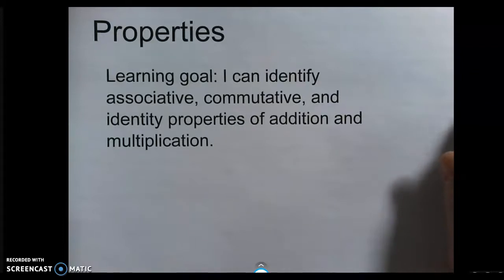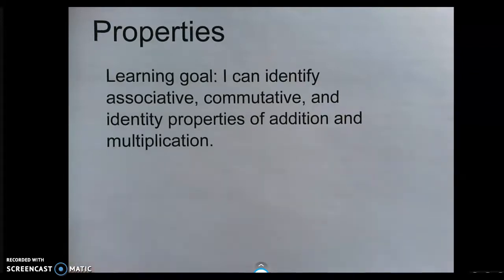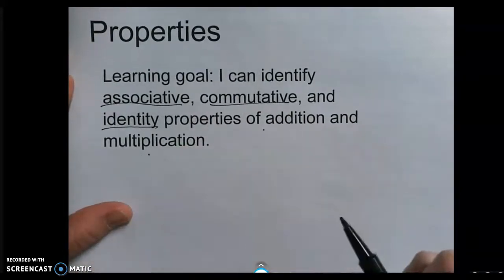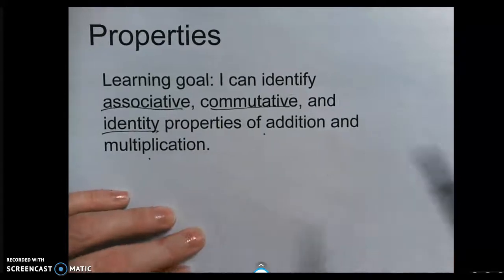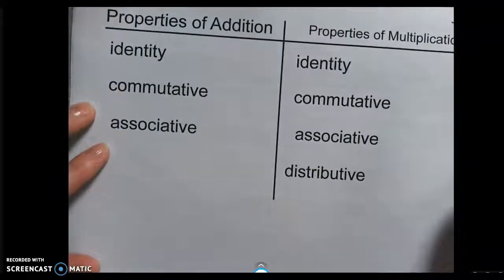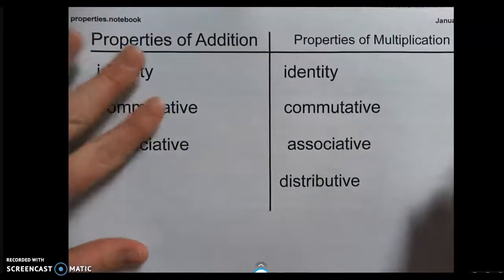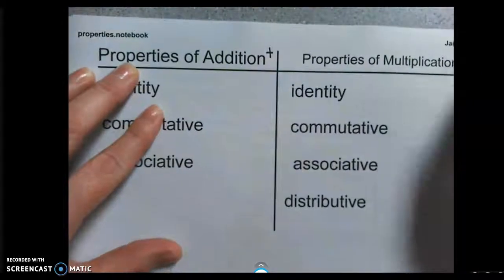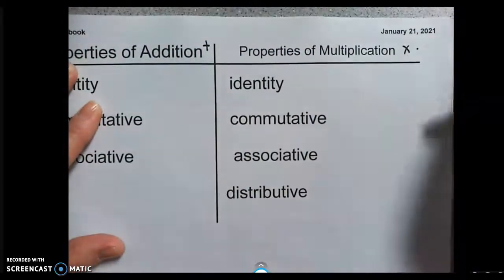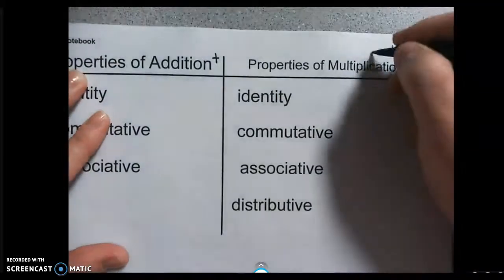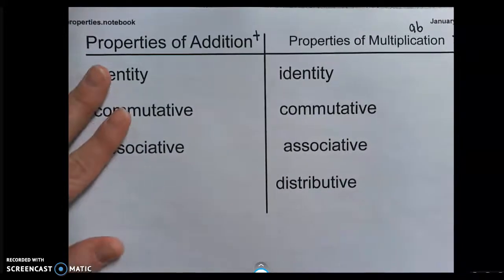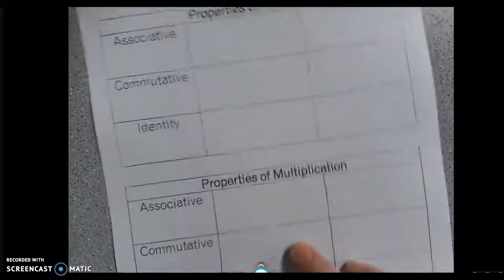Your learning goal by the end of the lesson today is that you should be able to identify the associative, commutative, and identity properties of addition and multiplication. So there's three new things that you're going to be talking about today. And here they are. You have your properties of addition and you have your properties of multiplication. They kind of look the same, except these have an addition sign and these have a multiplying sign. Remember, multiply could look like this, or with parentheses, or just A, B, letters right next to each other, or variables, right?